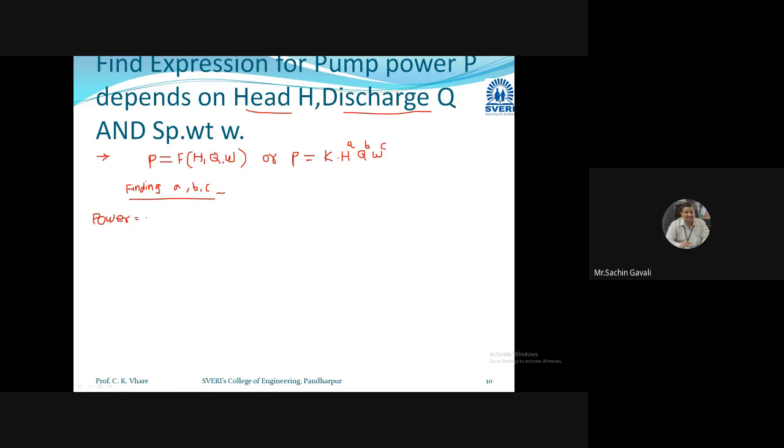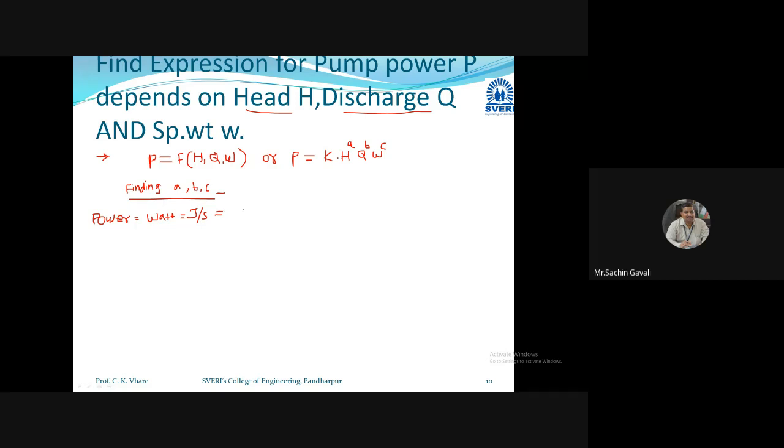SI unit of power is... who will tell? Watt. Okay. Watt. Or we can say it is joule per second. But what is joule in terms of fundamental units? Joule means work. Work is equal to what?